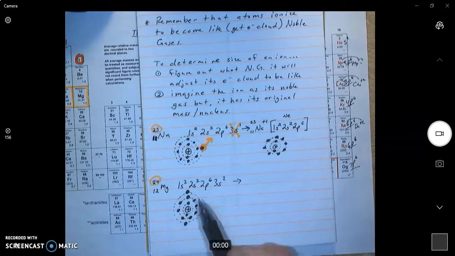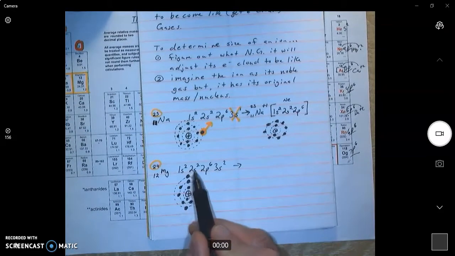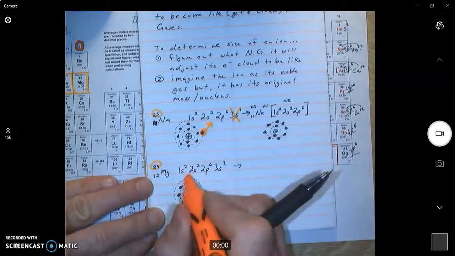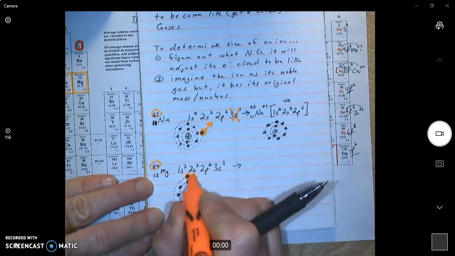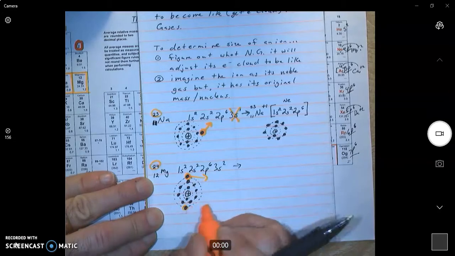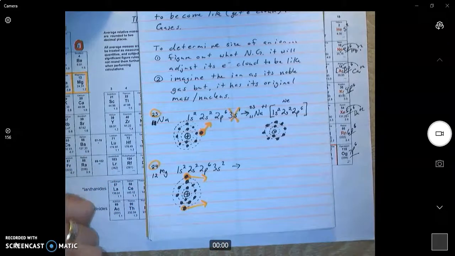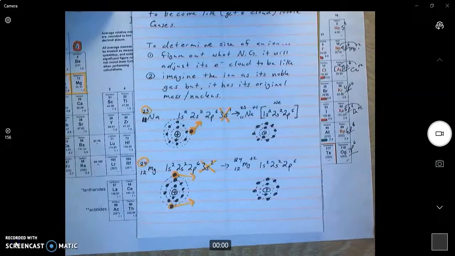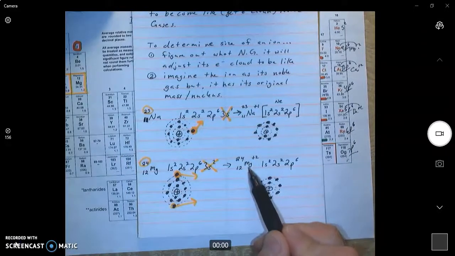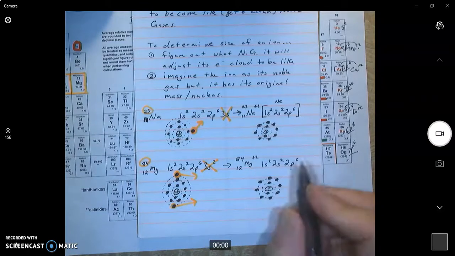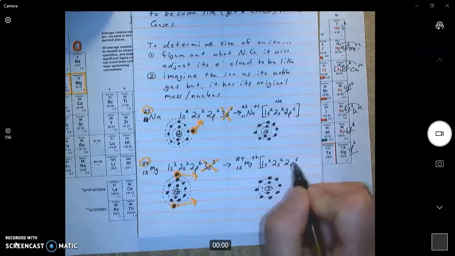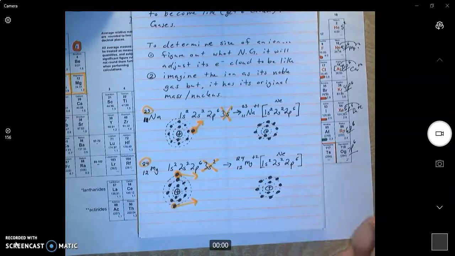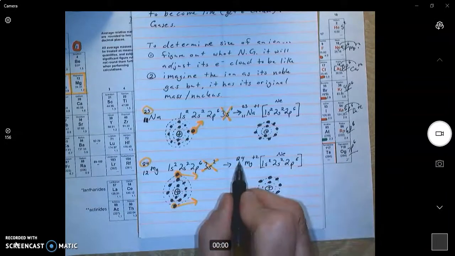Magnesium, on the other hand, has a configuration of 1s2, 2s2, 2p6, 3s2. Magnesium, when it ionizes, is going to lose 2 electrons. It's going to lose both of the electrons in the outermost energy level. It's going to get rid of the 3s sublevel, and it will be the +2 magnesium ion that has the configuration of neon, 1s2, 2s2, 2p6. So it's neon's cloud, but it has a mass of 24.